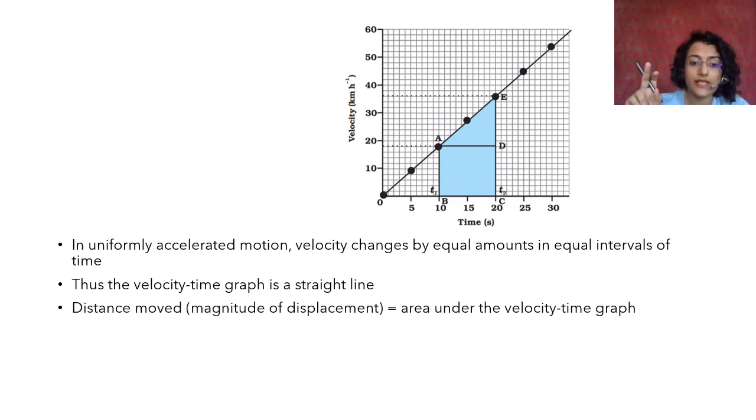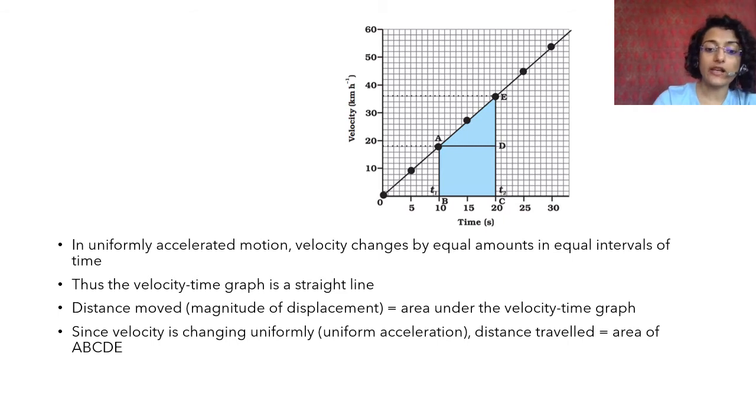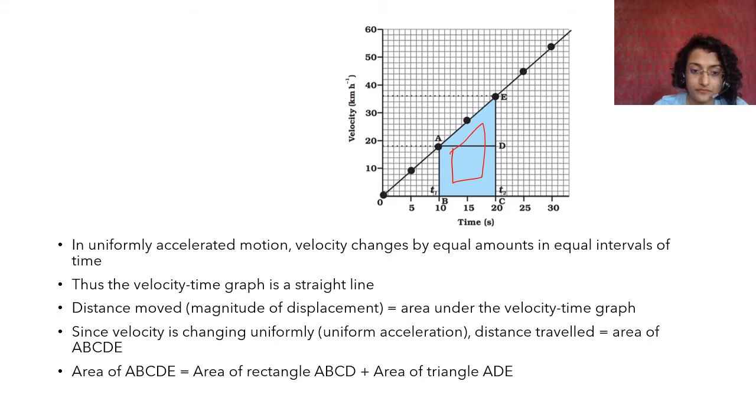In this case the distance moved is equal to the area under the velocity time graph, of course, but in this case it is not a rectangle, it is a trapezium, right? Since velocity is changing uniformly, which means it is uniform acceleration, the distance traveled is the area of trapezium ABCDE. The area can be calculated by calculating the area of this triangle and the area of this rectangle ADE.